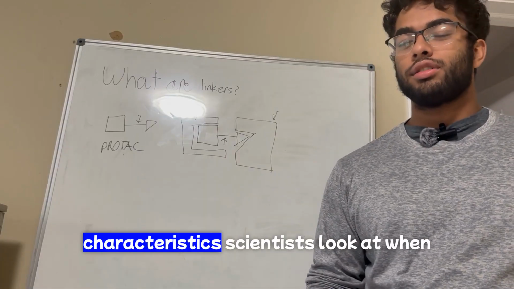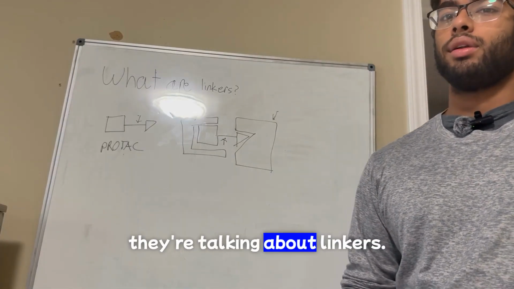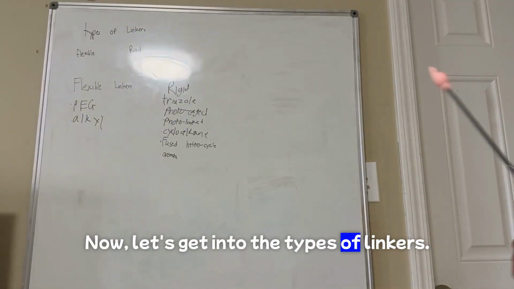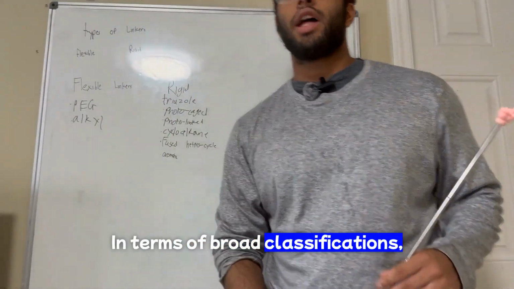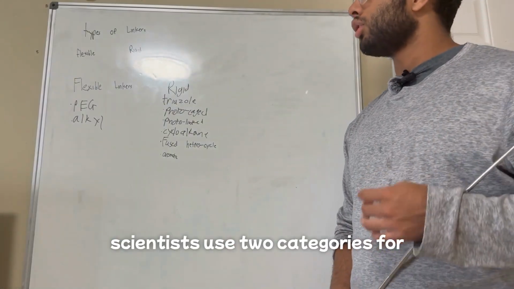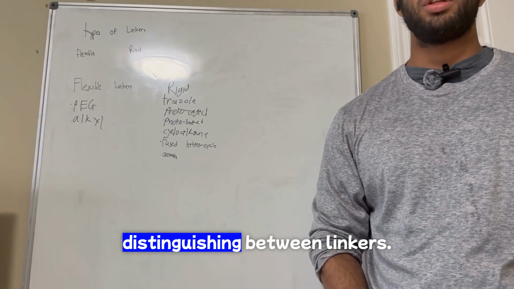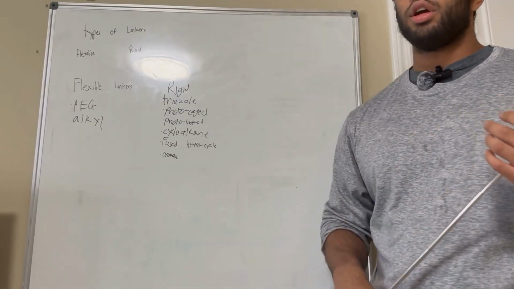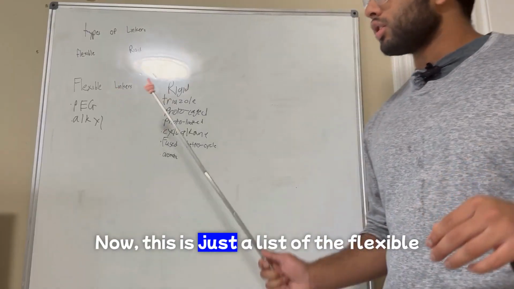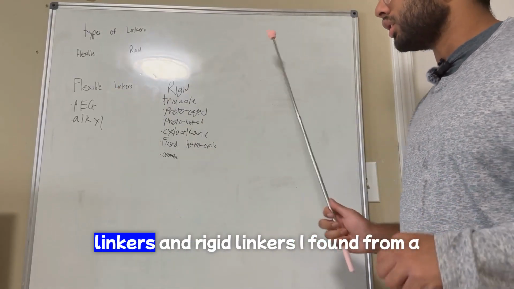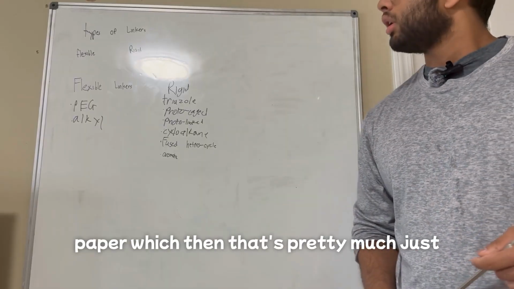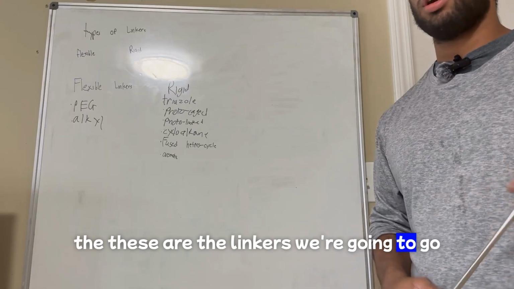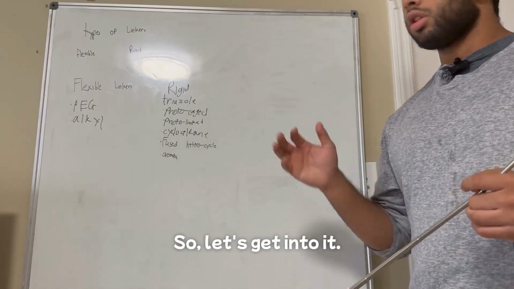Now let's get into some of the characteristics scientists look at when they're talking about linkers. And let's get into the types of linkers. In terms of broad classifications, scientists use two categories for distinguishing between linkers, and that's flexible linkers and rigid linkers. Now, this is just a list of the flexible linkers and rigid linkers I found from a paper, which are pretty much the linkers we're going to go over in the next few videos. So let's get into it.